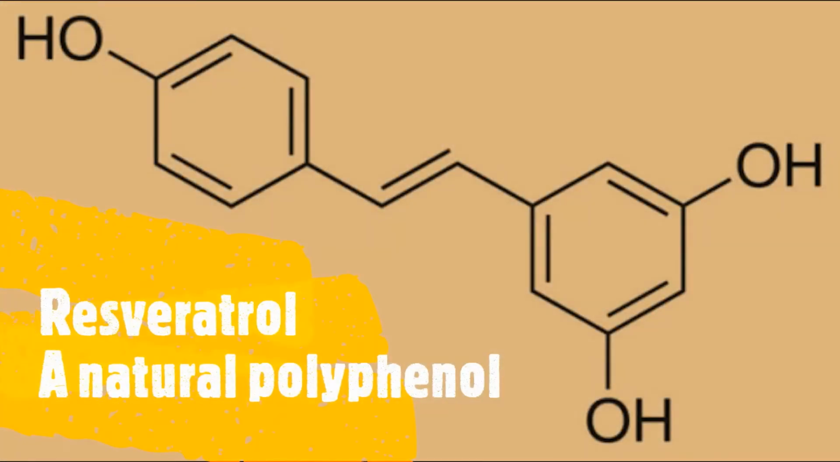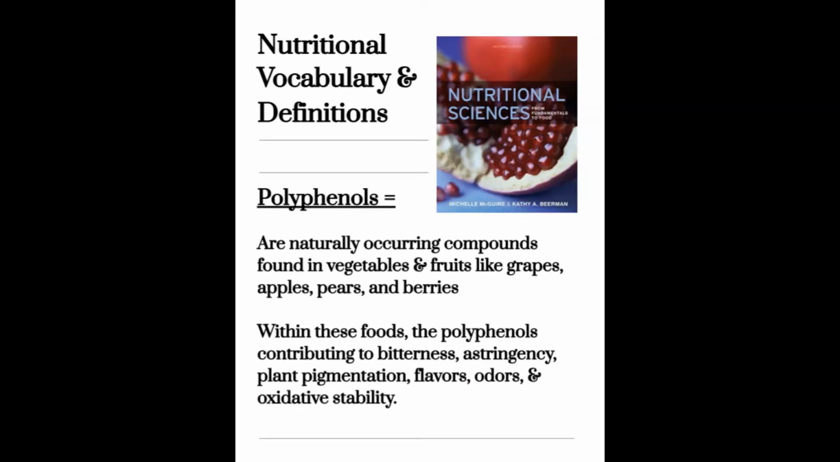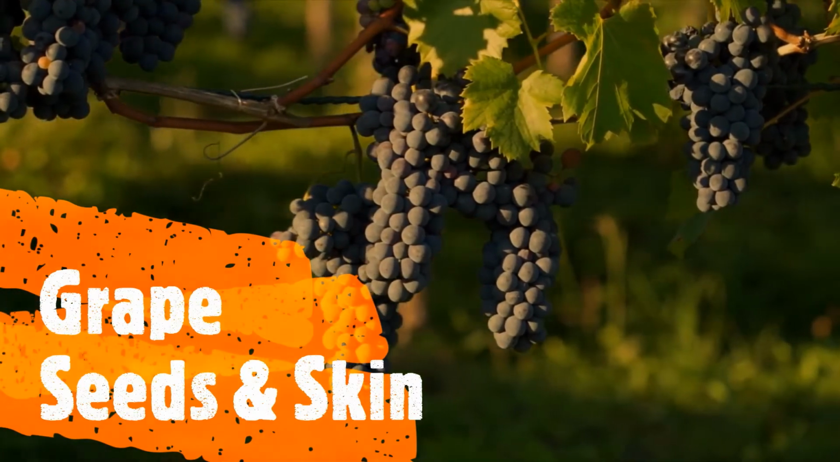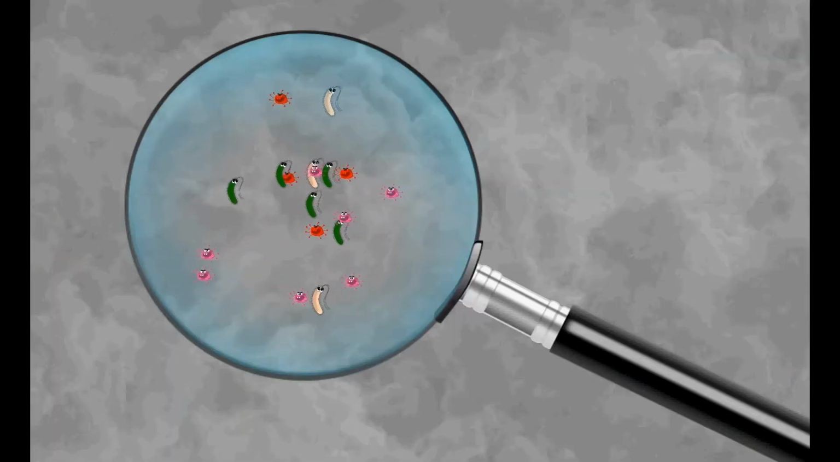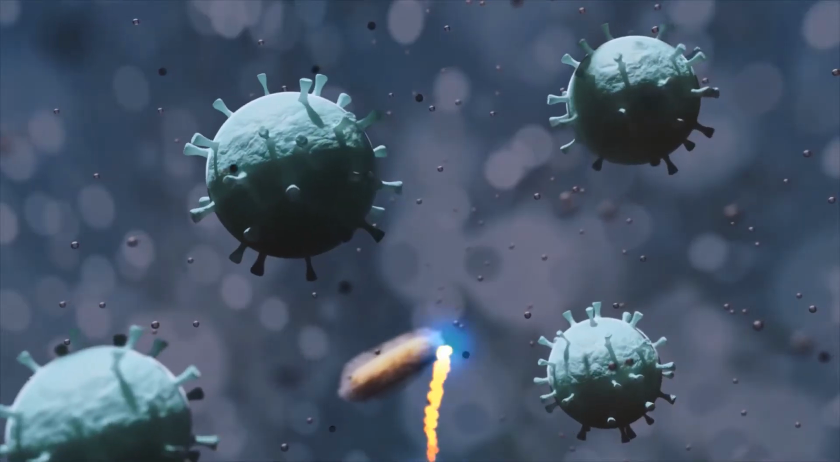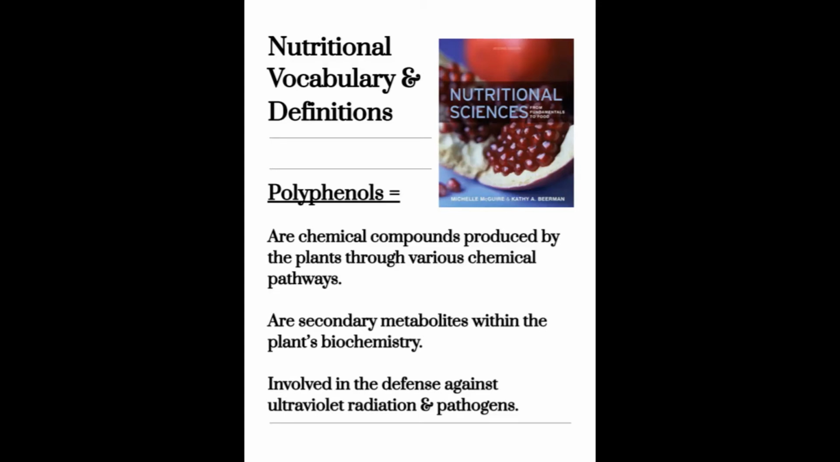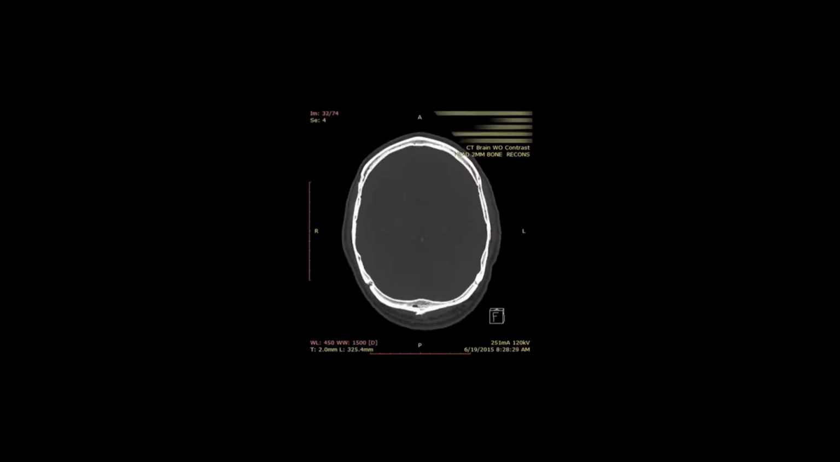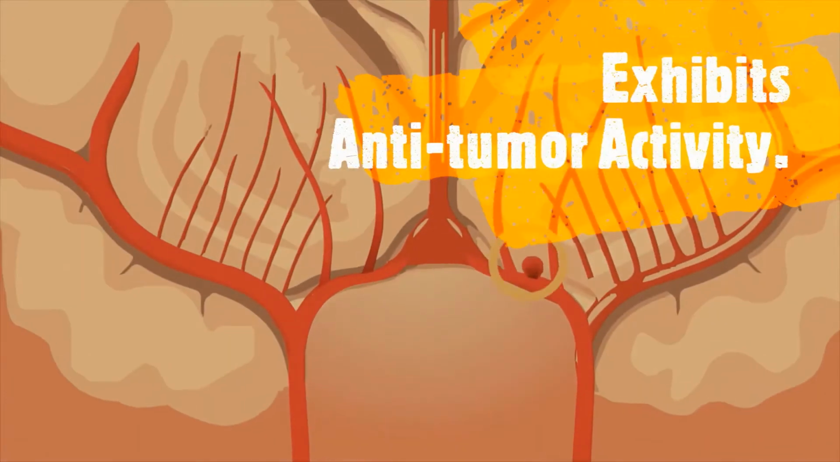Furthermore, resveratrol, this natural polyphenol, has been detected in more than 70 plant species, especially the grapes, their skins, and the seeds. Resveratrol is very effective against all pathogens. Therefore, this shall include the bacteria and the fungi. Occurring naturally through the plant's own physiology, resveratrol possesses a very high antioxidant potential, while also having shown some anti-tumor activity.